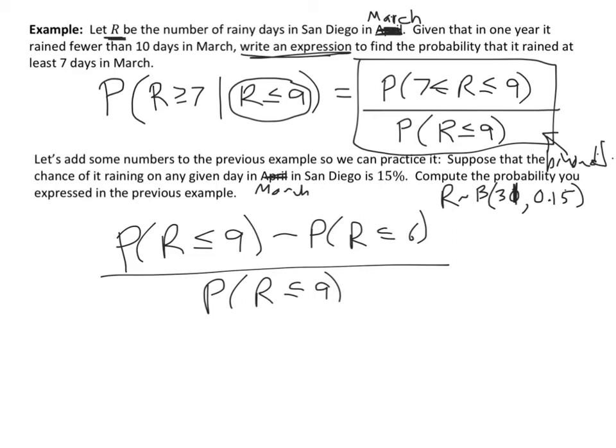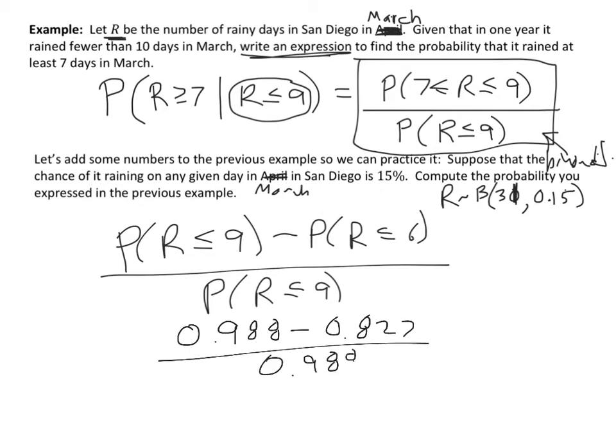So on the calculator, I got these to be 0.988 minus 0.827, divided by that same 0.988. And when I divided that out, I got 0.163.